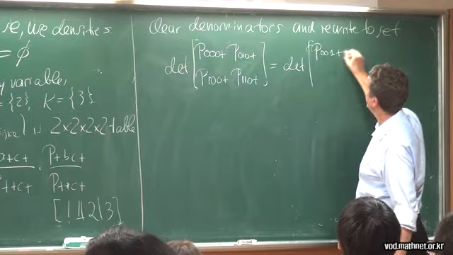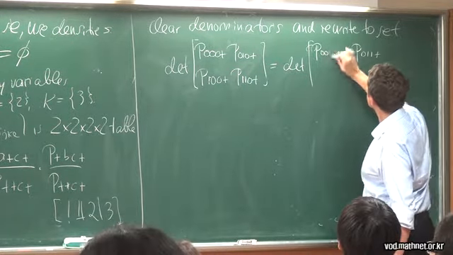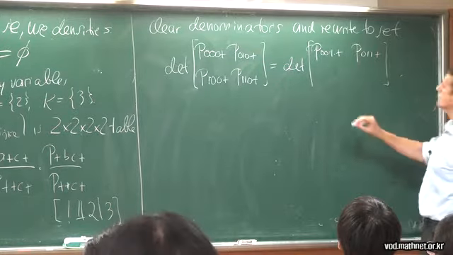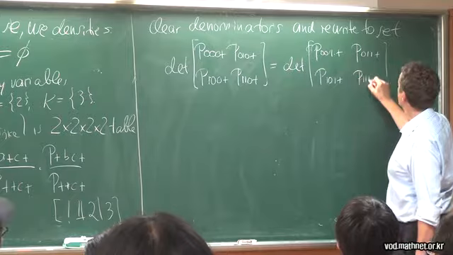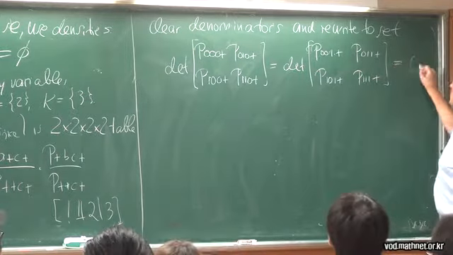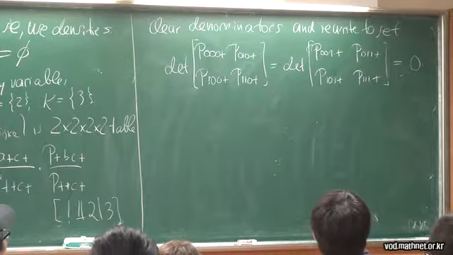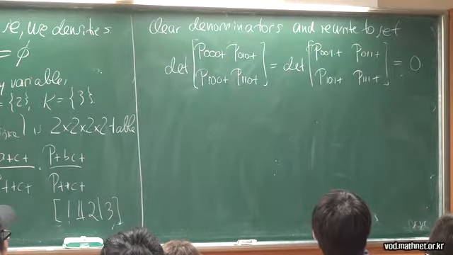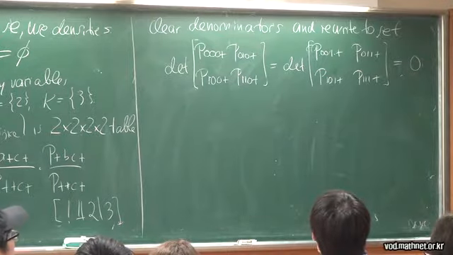P001+ P011+, let's do them all American, after all it's 4th of July, P101+, P111+. Okay, so that is equal to 0. So those are the two equations. And so this thing is codimension 2. It's a 13-dimensional set inside the 15-dimensional simplex.